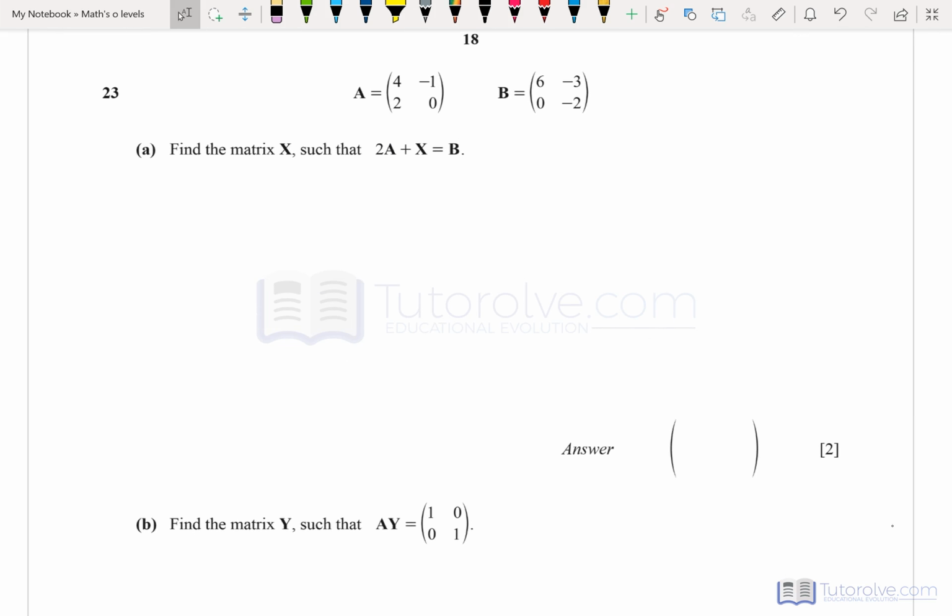Now we have question number 3, and we have to find the matrix X such that 2a plus x is equal to b. So we have this one here, we have this one, but we don't have this.